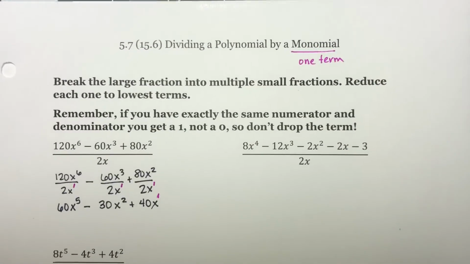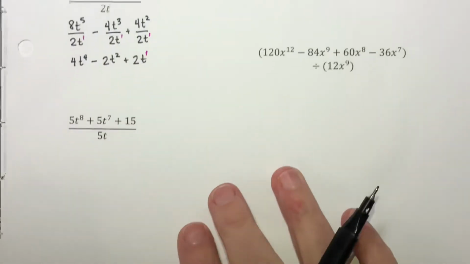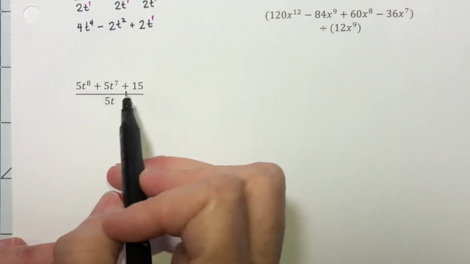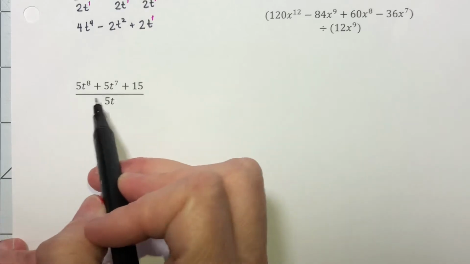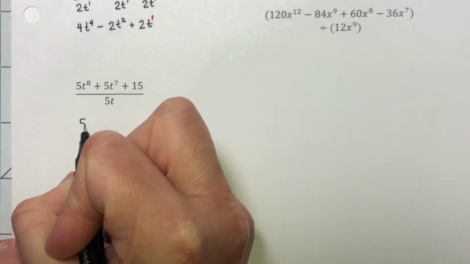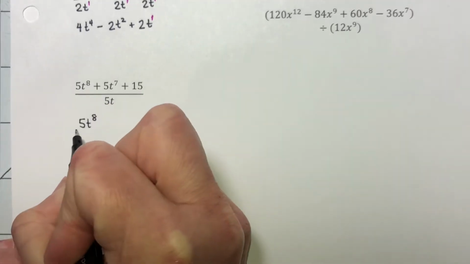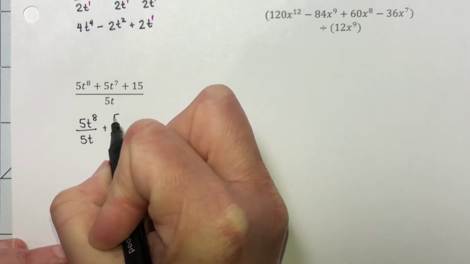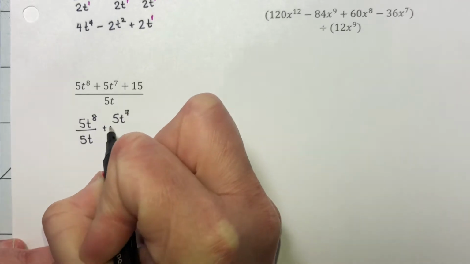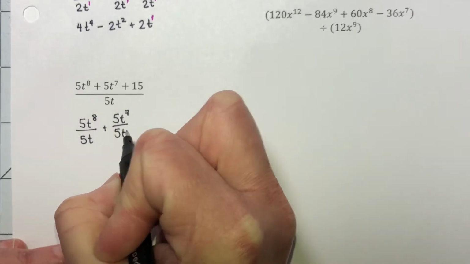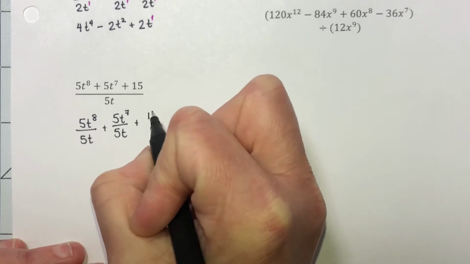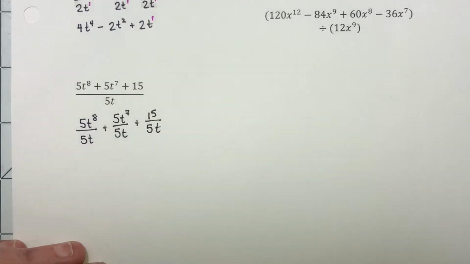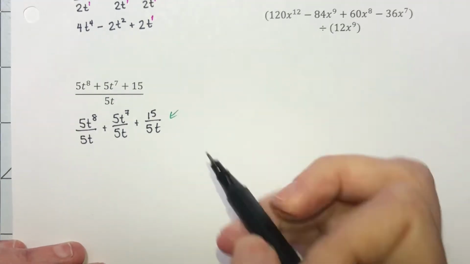This is section 5.7, part 2. We're dividing by monomials. What we're going to do here is, again, split it up into 3 fractions: 5t to the 8th over 5t, plus 5t to the 7th over 5t, plus 15 over 5t. You might notice something different right here. That's okay, we'll talk about it.